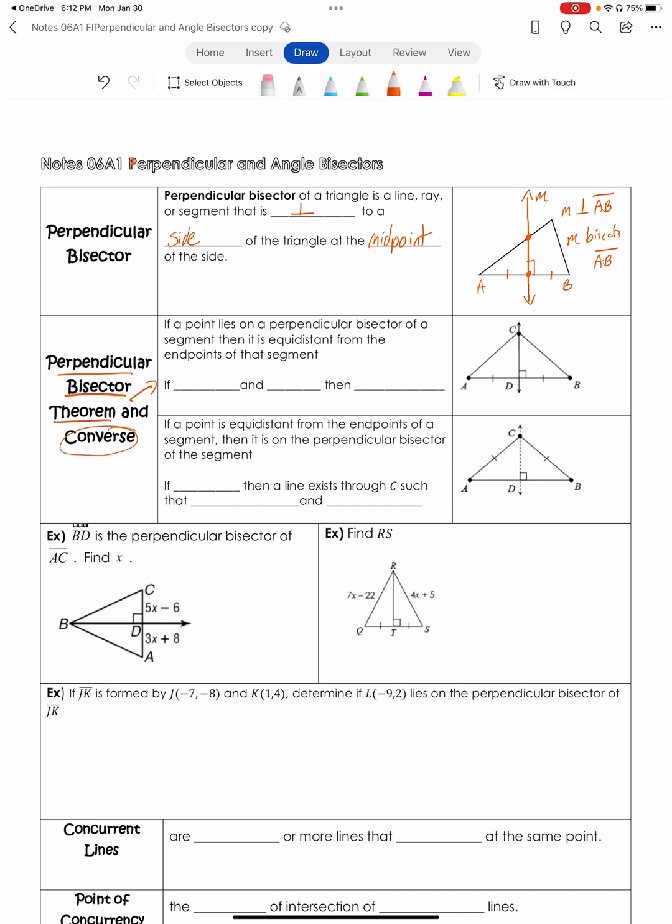Next thing is the perpendicular bisector theorem, and of course your converse. So here's the theorem right here. If a point lies on the perpendicular bisector of a segment, then it's equidistant from the endpoints of that segment. You guys kind of know this. So here we have our perpendicular bisector. I know that triangle ADC is congruent to triangle BDC by side angle side.